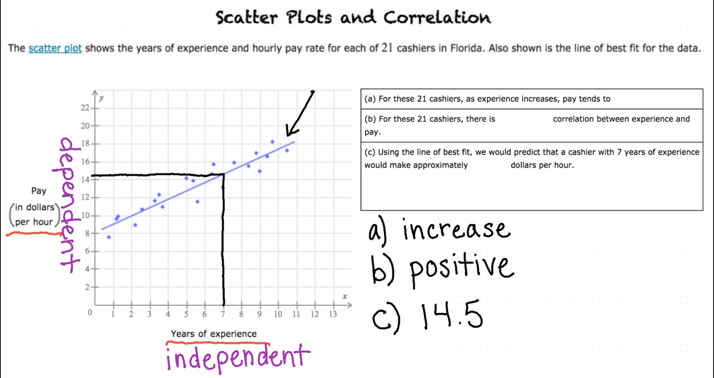In summary, it seems like we first need to find which variable is the dependent variable and which is the independent variable. Then we look at the pattern of the points to find the correlation. If as one variable increases, the other one also increases, there is a positive correlation. But if as one increases, the other decreases, there is a negative correlation. Finally, we can use a line of best fit to approximate the dependent variable at any value of the independent variable. Exactly.